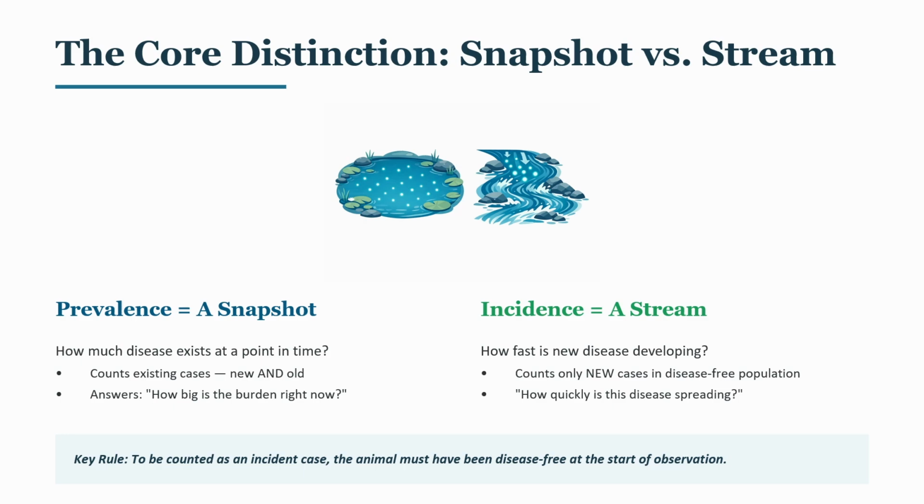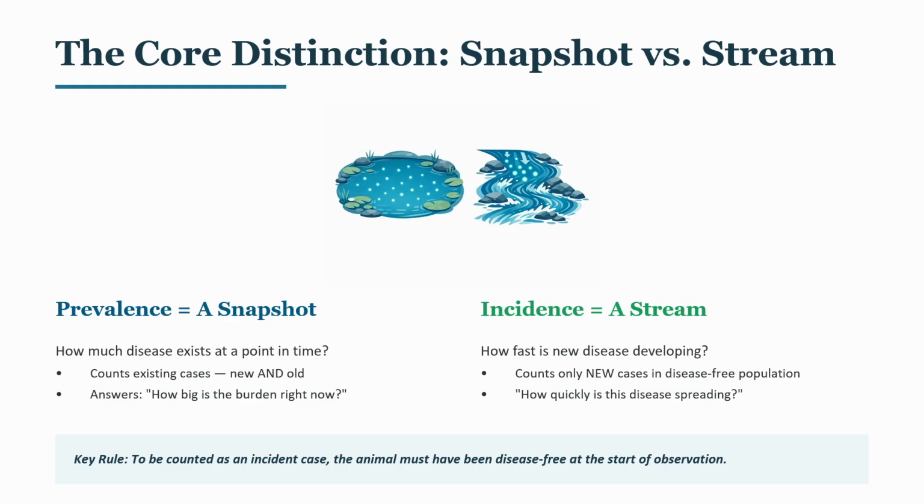The critical rule for incidence: an animal must have been at risk, meaning disease-free at the start of the observation period, to be counted as an incident case. Animals that already have the disease when you start watching don't contribute to incidence. They're prevalent cases. This distinction matters enormously in practice.